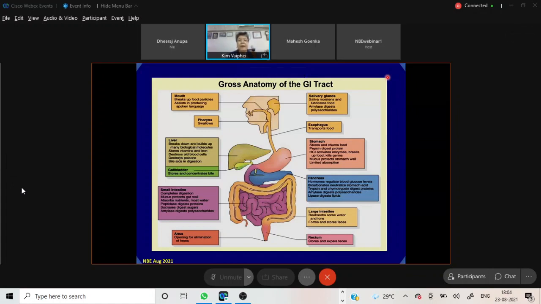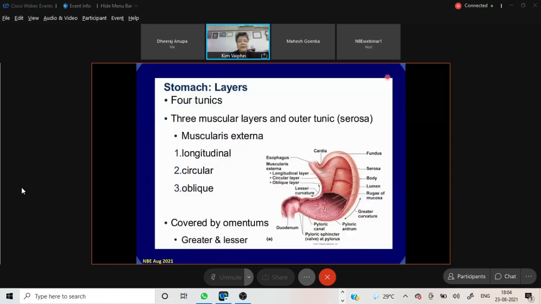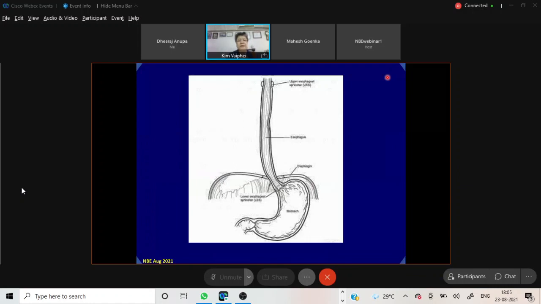colorectum. This is just to cover briefly the different layers, though this is basically luminal, which we are going to deal with. It has 4 layers: the mucosa, submucosa, muscularis, and serosa. And I think this is what we all know about. The stomach is slightly special and different, because it has an extra muscle, the muscularis propria, that is a circular layer, and also greater and lesser omentums.